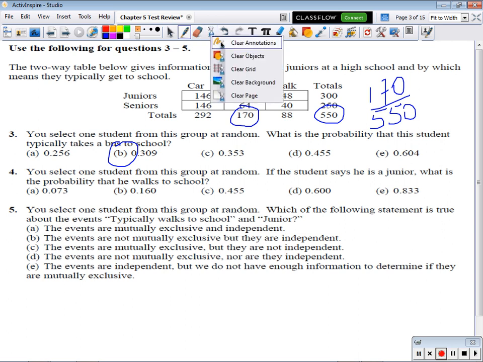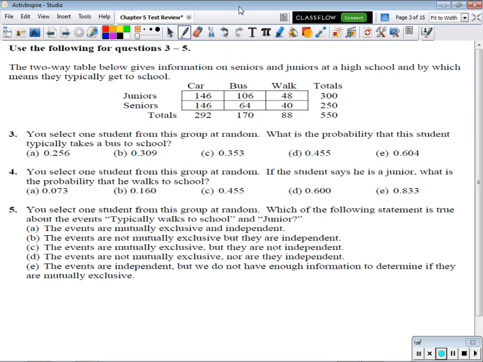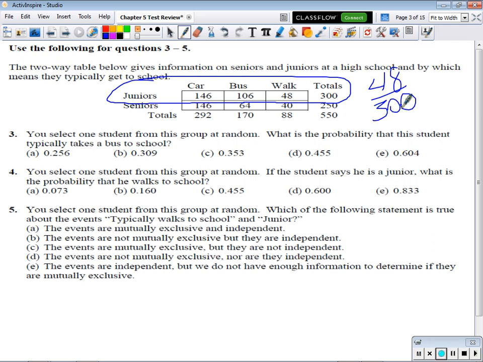For number 4, it says you select one student from this group at random. If the student says he is a junior, so we're just talking about the juniors in this case, we're just talking about this group right here, what is the probability that he walks to school? So if you notice here, there's 48 students in that group that walk to school out of a total of 300 juniors. So if you divide 48 by 300, you get approximately 0.16, and that's the answer for number 4.